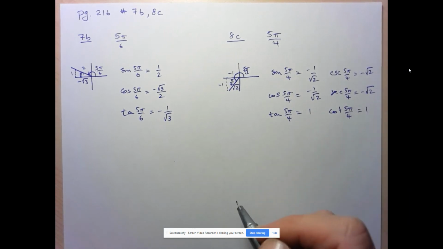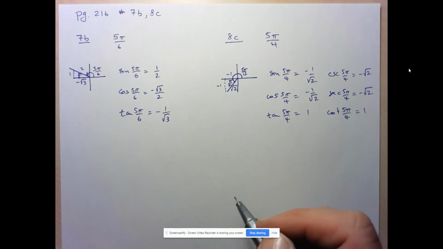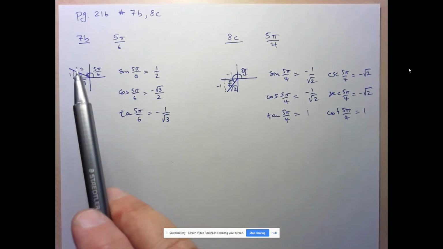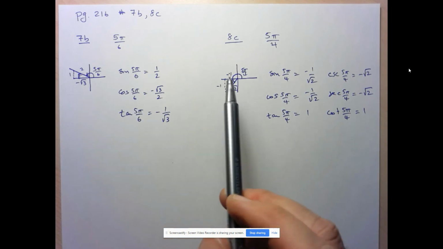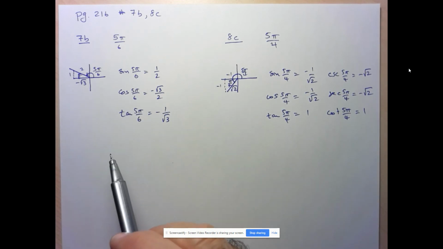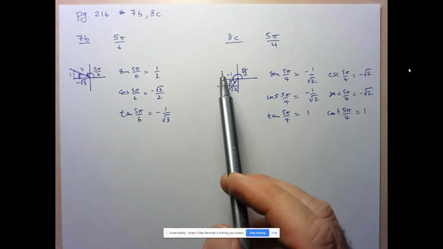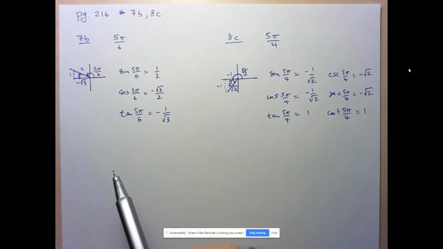All right, so just to recap here, step number 1 is to identify where the angle is and figure out what related acute angle is associated to it. And then once I get my information on my diagram, I can just read any trig ratio I need right off the diagram. Okay, that's it for this one.